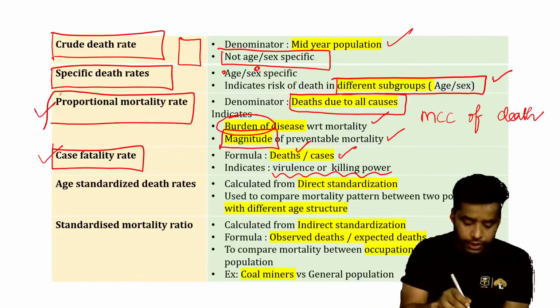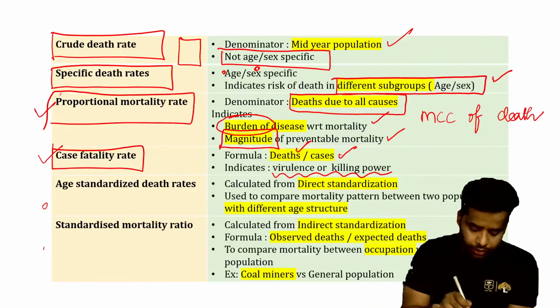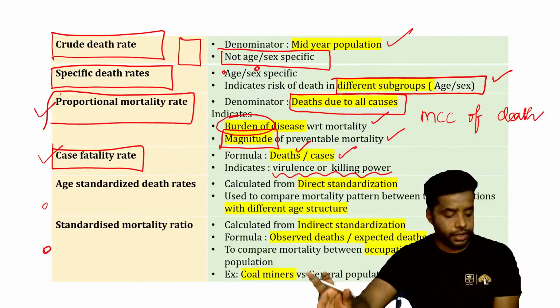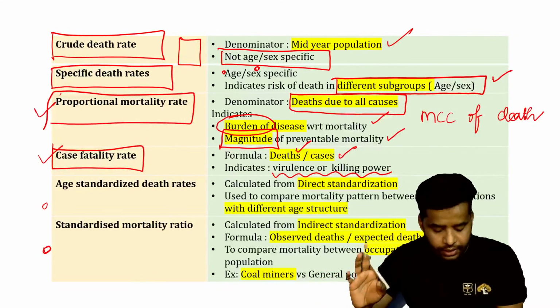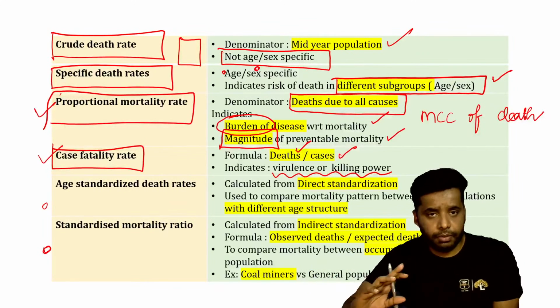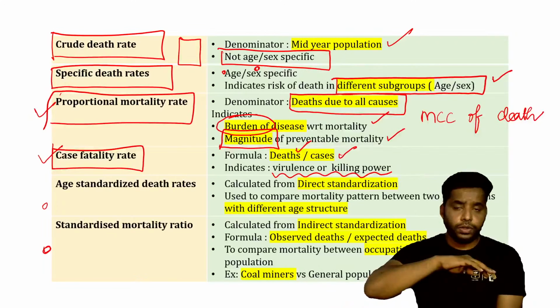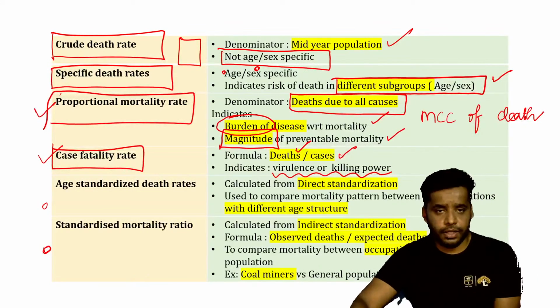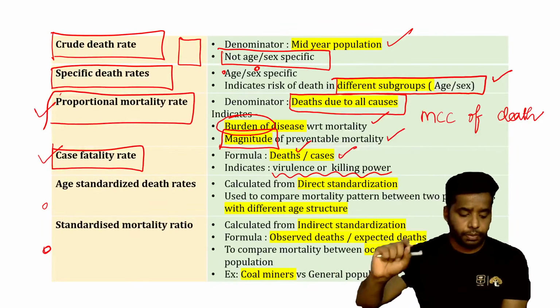And two more things which are repeated in the exams, a bit of extra add-on questions. If you mark them correctly, it is good. One is age standardized death rates. How it is done, the calculation part is not necessary, because most difficult calculations will not be asked in the exams. The only thing they ask is the purpose.